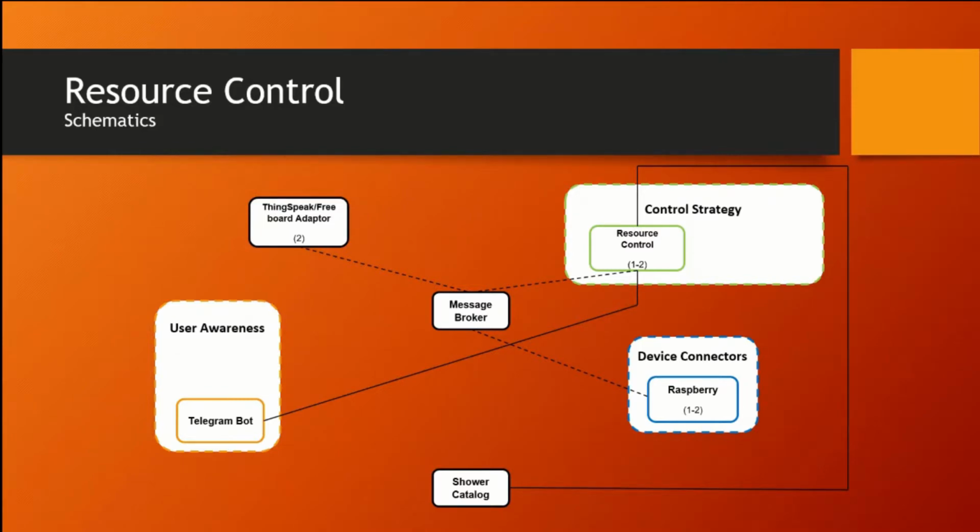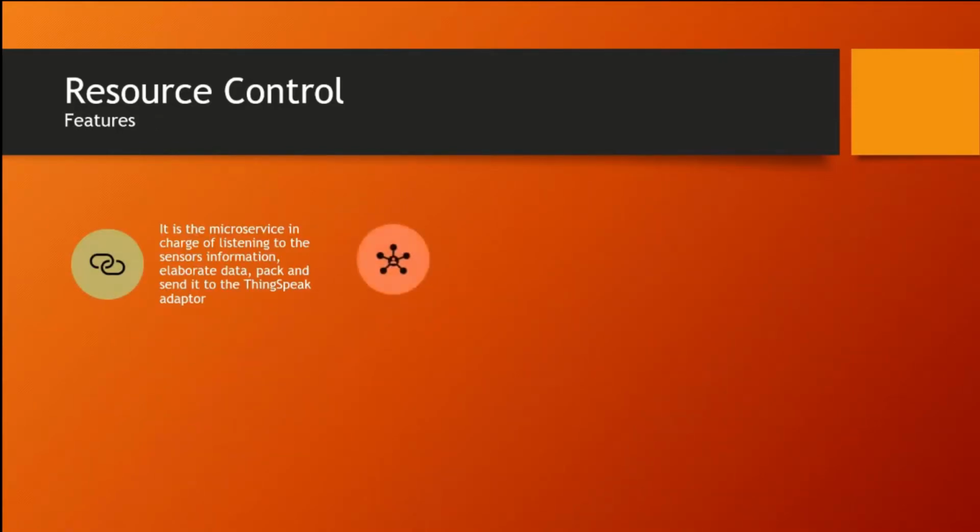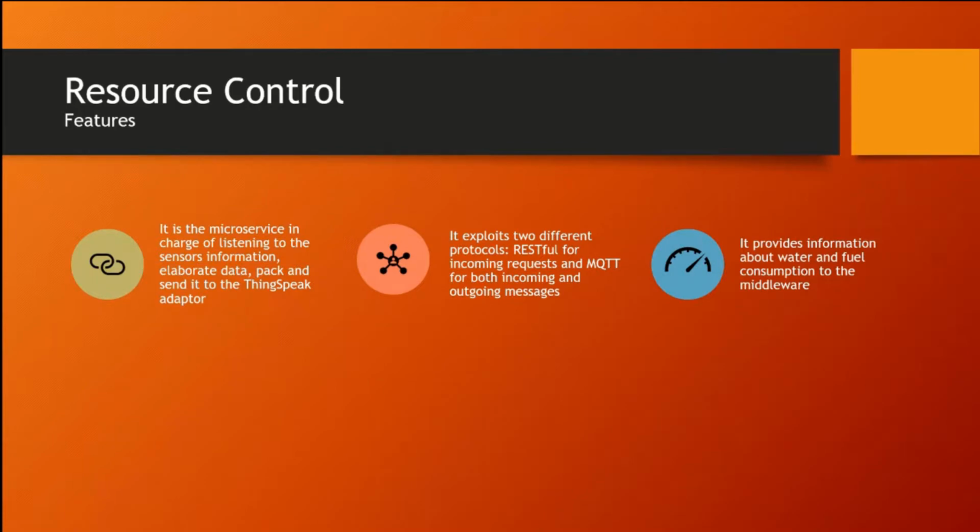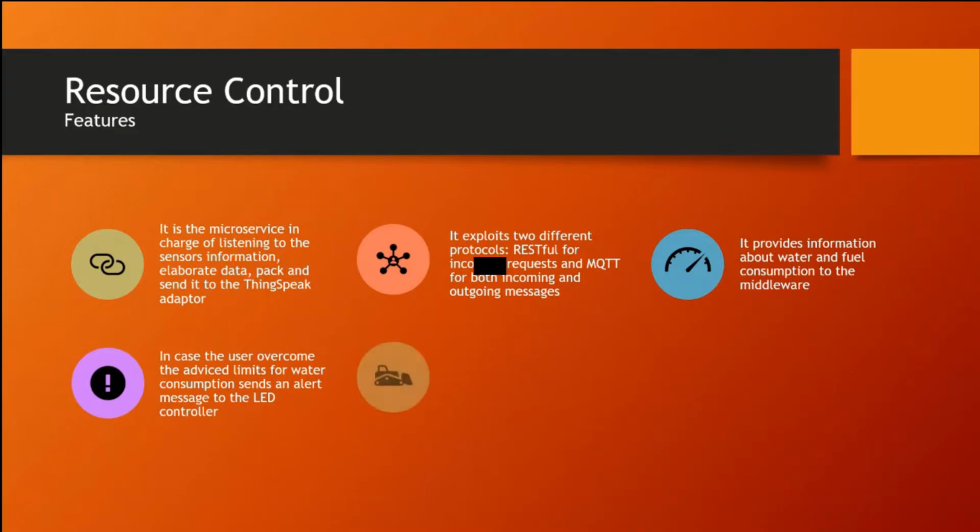At the same time, it uses two different communication protocols, informs ThingSpeak of consumptions, and provides alerts in real time to the user in case limits of usage are reached. Multithreading is adopted to deal with multiple showers at the same time.